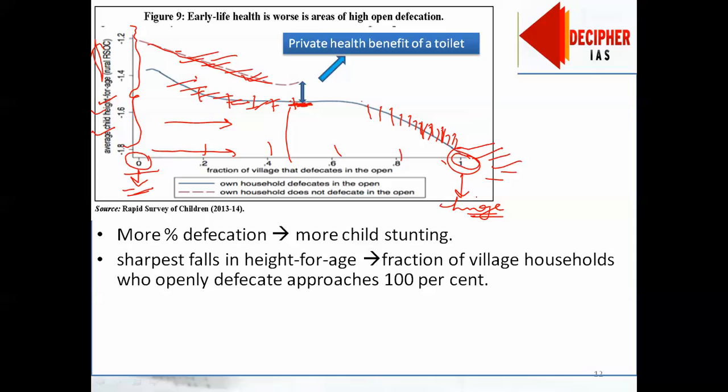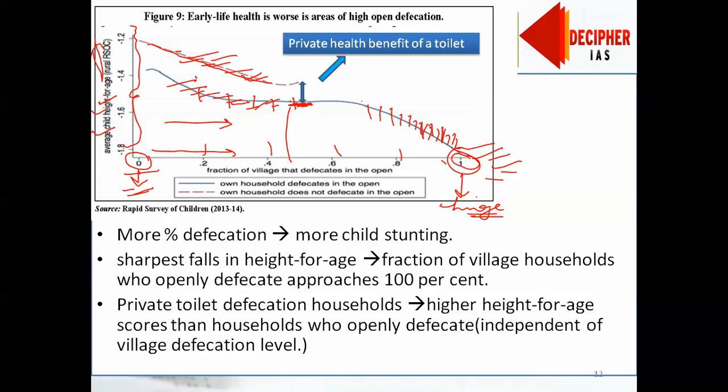Okay. Then private toilet defecation households will have higher height for age scores than households who openly defecate, and it is independent of the village defecation level. That is, there are two households. One household defecates in the open, the other defecates in private. The children born to the household defecating in private will be much taller for their age as compared to the people defecating openly.